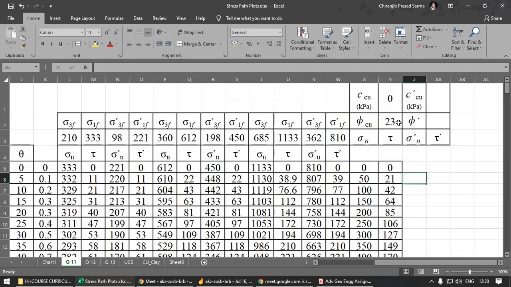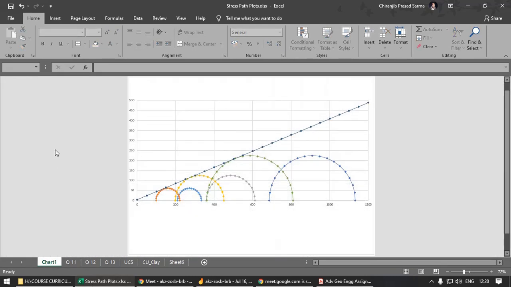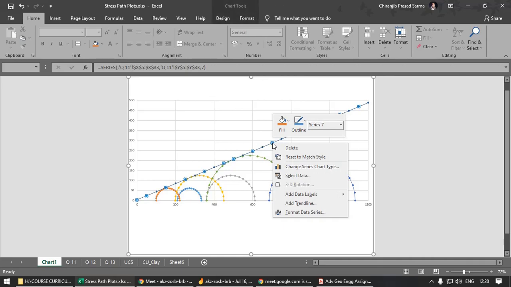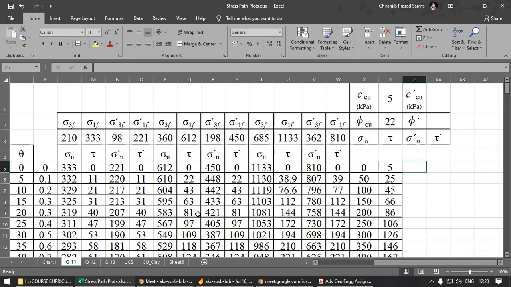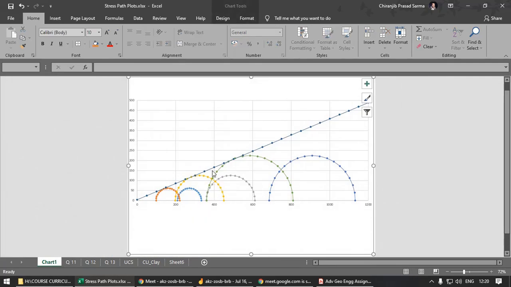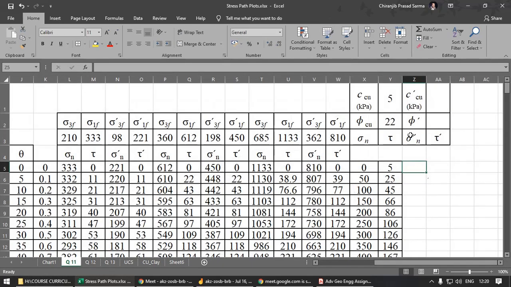If I give a certain amount of C and this is 22, let us see. Yeah, it is accurately giving the plot, accurately tangential. So this is the effective stress. Oh, sorry, this should be total stress. I made a mistake. So this will be here. We can also change that.